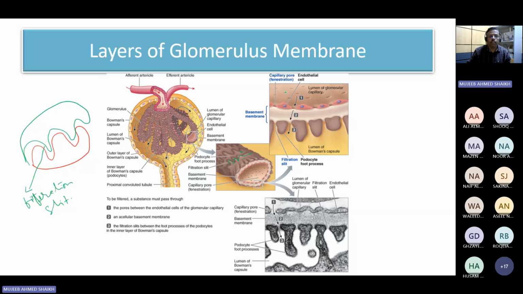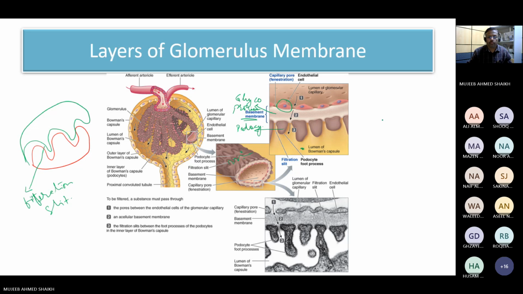And if you want to see it under very high magnification, you will see these are the endothelial cells of the capillaries. Then the second one is the basement membrane, which is made up of glycoprotein. And then followed by the third layer. The third layer is the podocyte. These cells are from Bowman's capsule. And then there is the lumen of the Bowman's capsule.